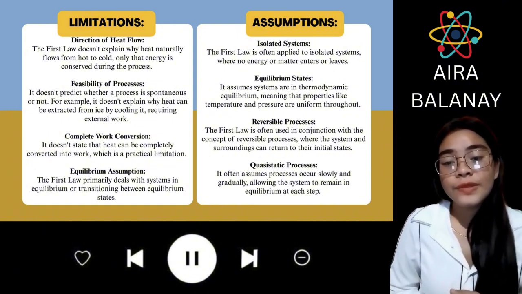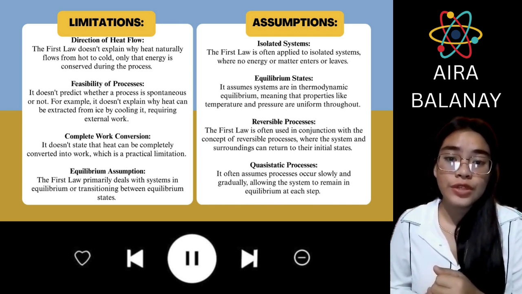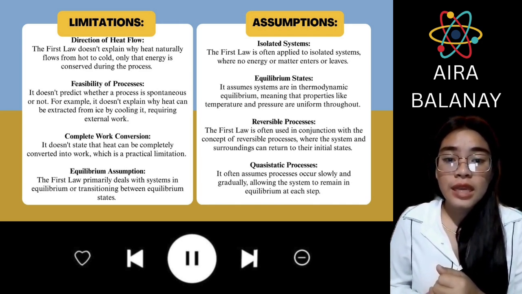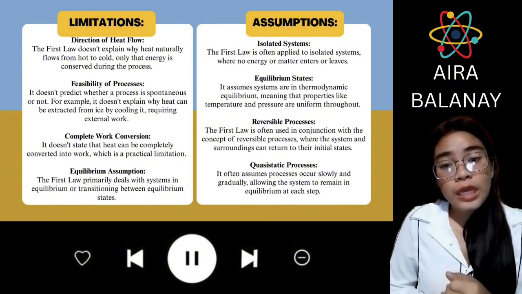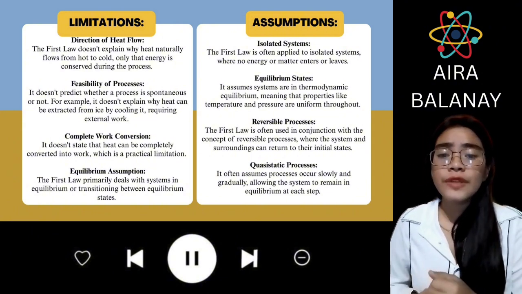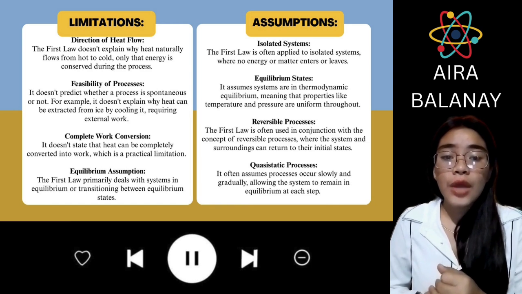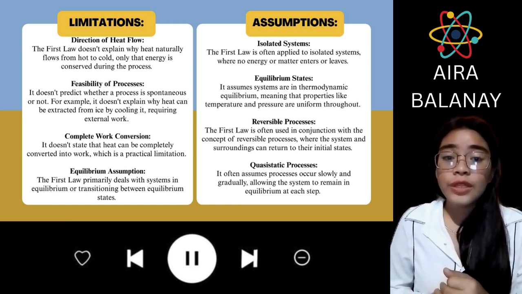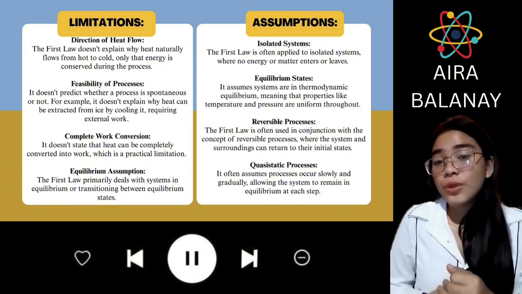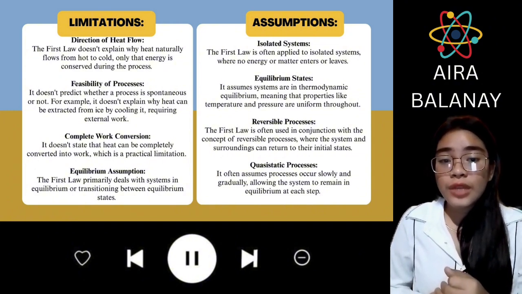So the third one is the complete work conversion. It doesn't state that the heat can be completely converted into work, which is a practical limitation. So the first law states that the heat and work are interchangeable, but does not assert that heat can be fully converted into work without losses, which is a practical constraint addressed by thermodynamic efficiency.